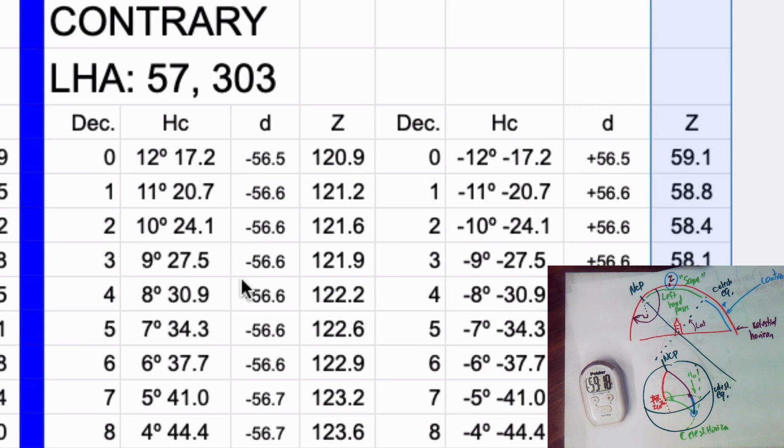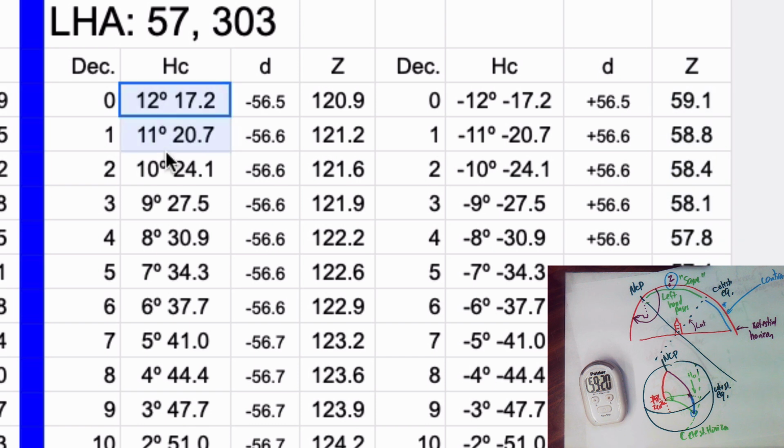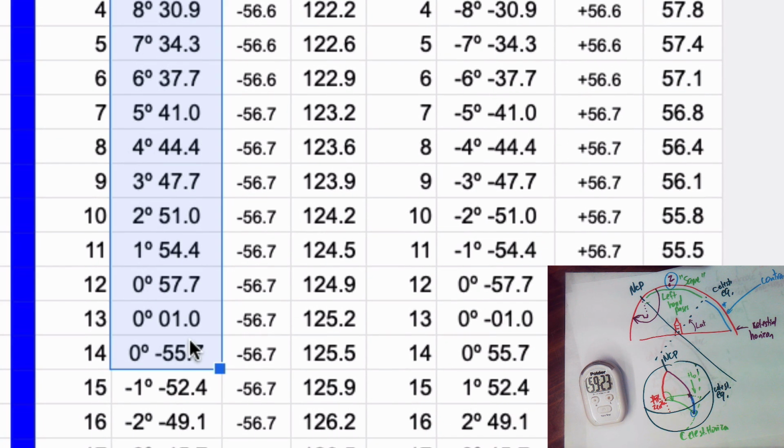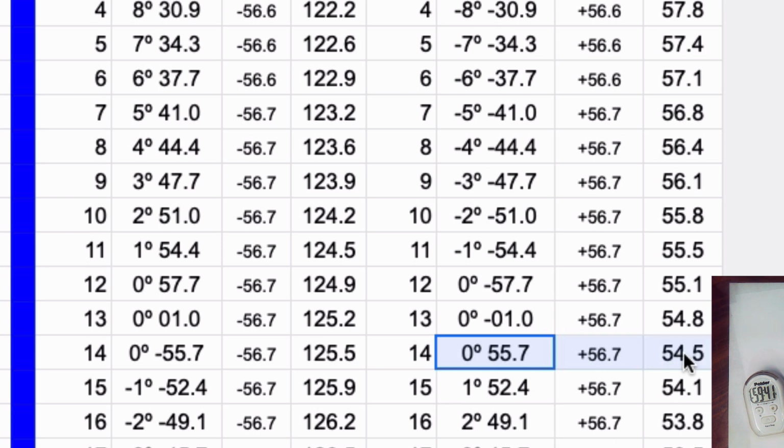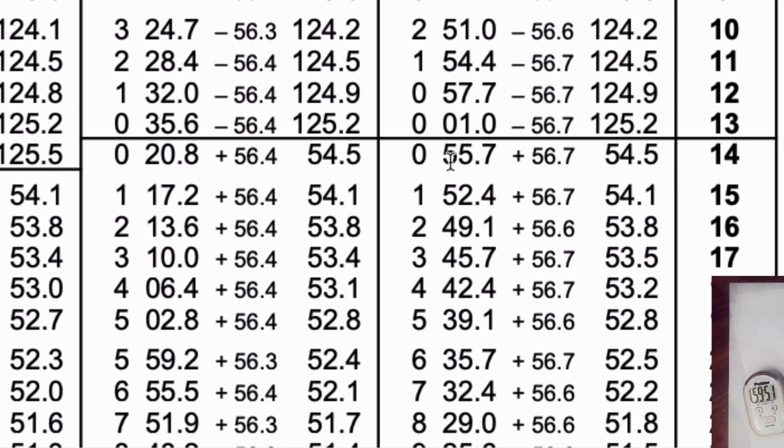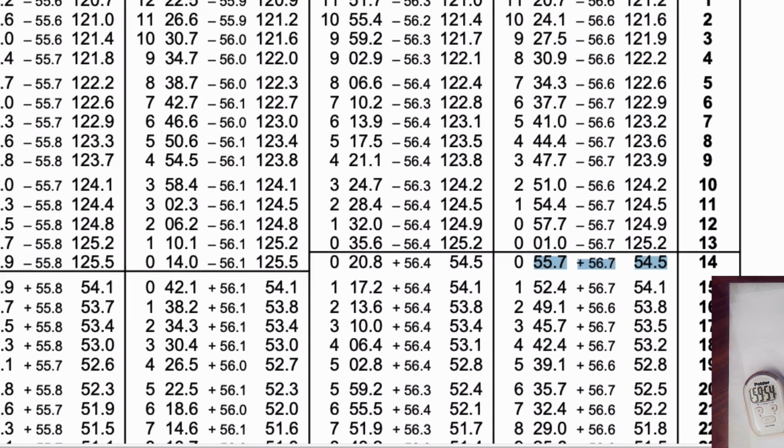So if I scroll down, I see these values are all positive up till declination 14. Then up to declination 13, and then it turns negative. These values are all negative, and then they turn positive at declination 14. Oh, you know what? I completely forgot to check to see if our values were correct. So let's do declination 14, and let's compare it. So we have 0 degrees, 55.7, and then we have 54.5 azimuth, and that's exactly what they've got as well. All right, so we're doing pretty well.